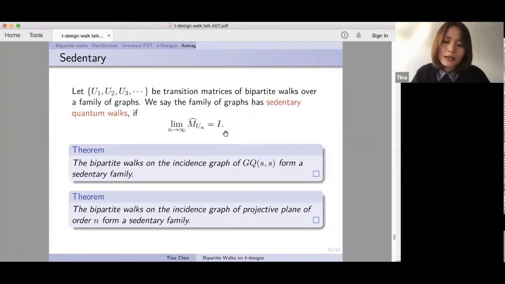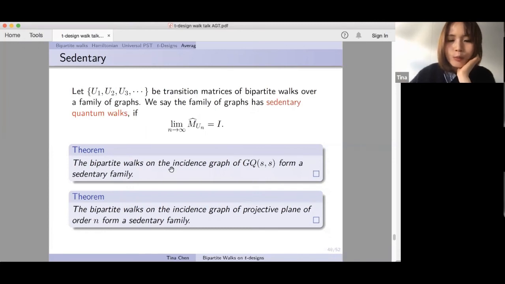And one very surprising example is that the average mixing matrix of the continuous walk over the complete graph K_n actually gives us a sedentary quantum walk. That means the continuous quantum walks over the complete graph K_n tend to just stay where they are as time evolves. They don't want to move. They just stay at home.